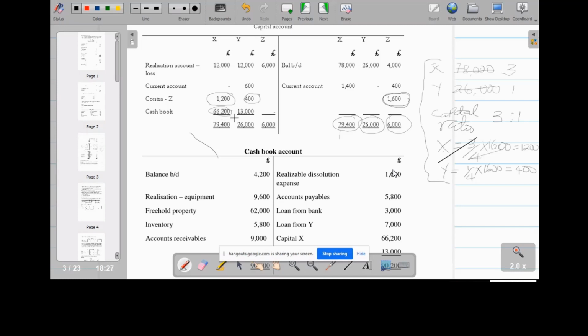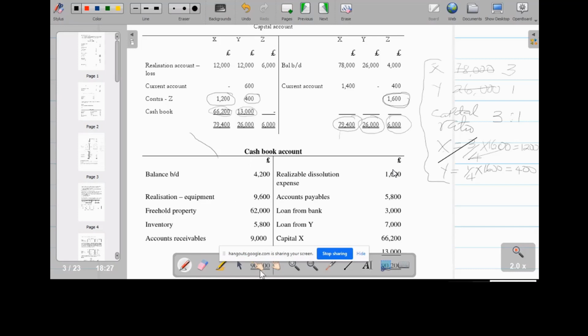Then for partner Y, we have 26,000. Then out of these 26,000, you minus 12,000, minus 6,000, 600, sorry, minus 400. So it will give us the capital balance for this partner as 13,000, right? So I hope you have understood.